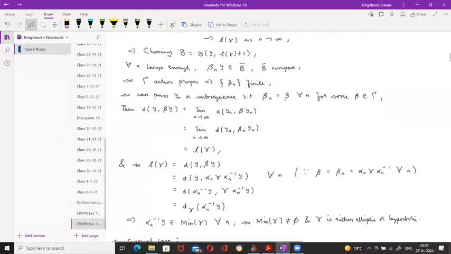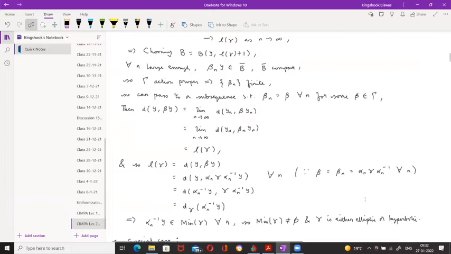Now I know that beta is equal to beta n, so I can replace this beta by beta n, which is alpha n gamma alpha n inverse. And now alpha n inverse is an isometry, so I can apply alpha n inverse to both of these points. This becomes the distance between alpha n inverse y and gamma of alpha n inverse y. In other words, this becomes the displacement function d gamma at the point alpha n inverse y. Therefore, d gamma of alpha n inverse y equals L gamma, which is the infimum of d gamma. So alpha n inverse y belongs to min gamma, and so min gamma is non-empty. And therefore, gamma is either elliptic or hyperbolic.